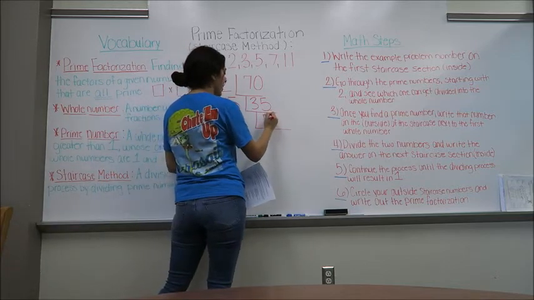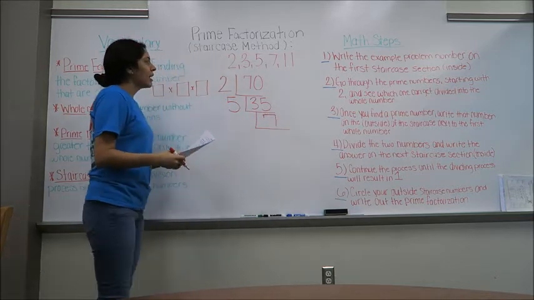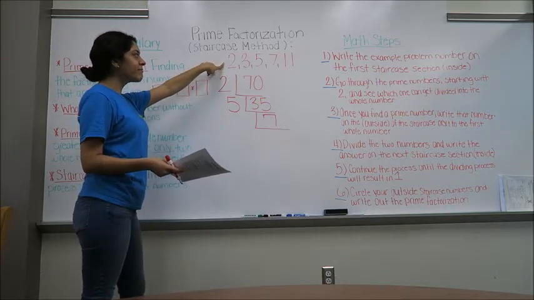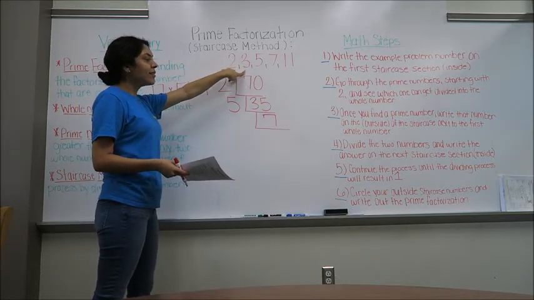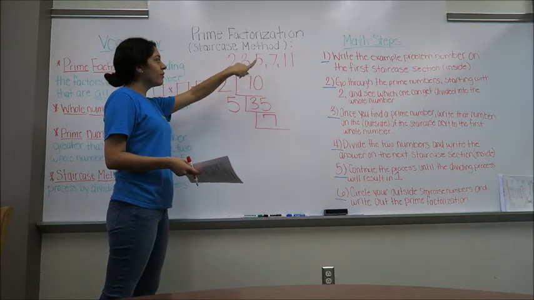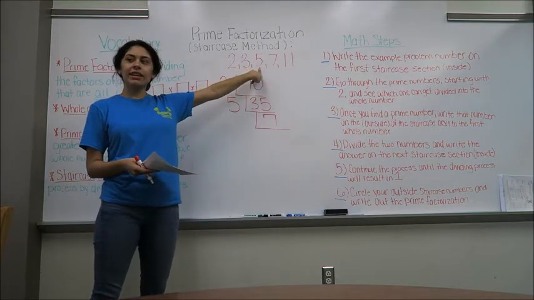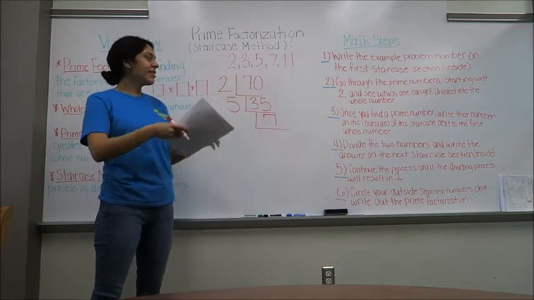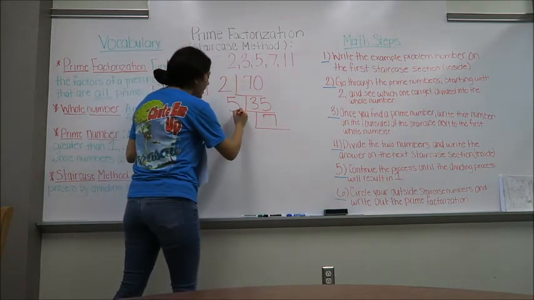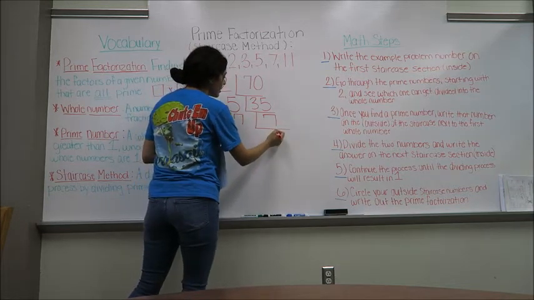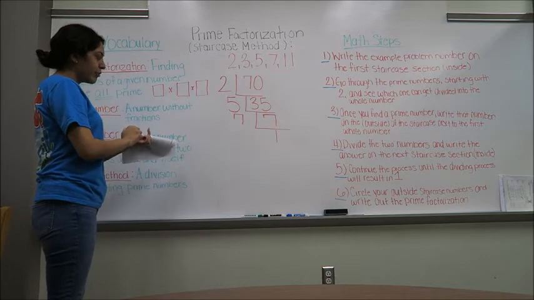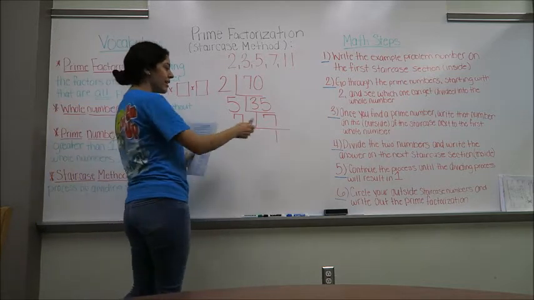It's going to be 7 times. So now we're going to go back to our prime numbers. Can 2 go into 7? No. Can 3 go into 7? No. Can 5 go into 7? No. 7 could go into 7. How many times can 7 go into 7? 1. Good. So we have finished our process because we resulted in 1.